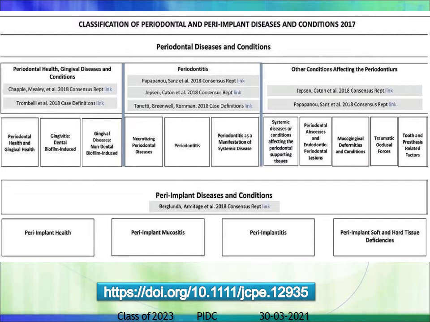The second one is periodontitis. The third one is other conditions affecting the periodontium, and the fourth one is peri-implant diseases and conditions.